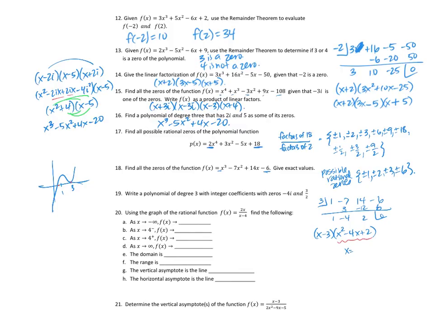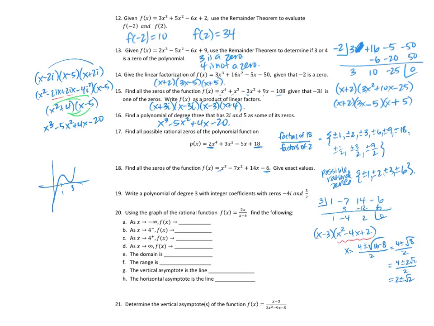So x equals positive 4 plus or minus the square root of 16 minus 4 times 2 times 1, all over 2 times 1. So what's that? 4 plus or minus square root of 8 over 2. So that is 4 plus or minus 2 square roots of 2 over 2. So that's 2 plus or minus square root of 2. So those are my other two zeros.